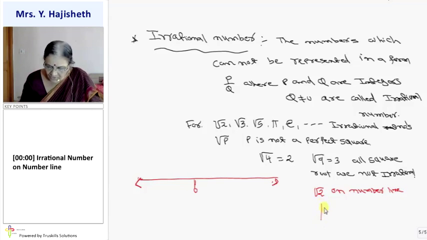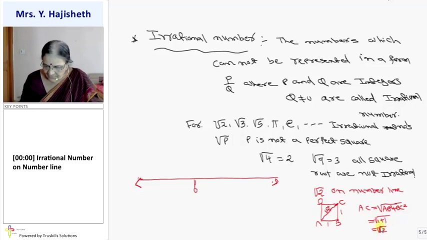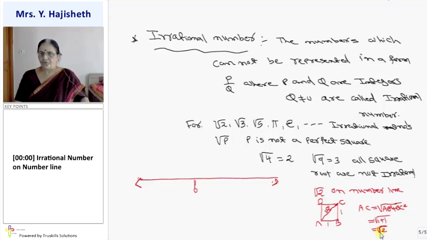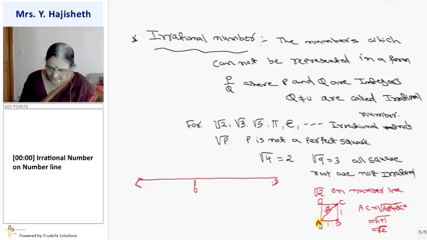You can draw a square of length 1 centimeter, okay? Then by Pythagoras theorem, this AC will be root 2, because AC is under root AB square plus BC square, and that is root 1 plus 1, so root 2. The length of AC is root 2. I want to represent root 2 on number line.